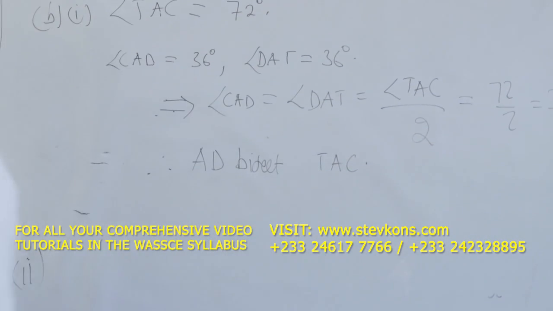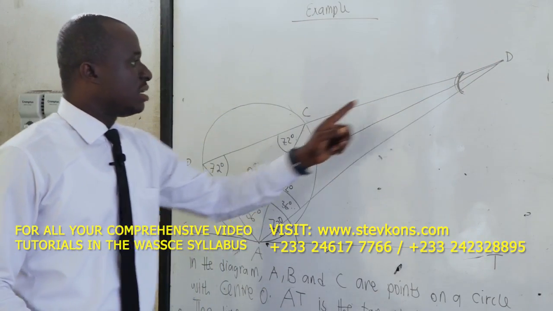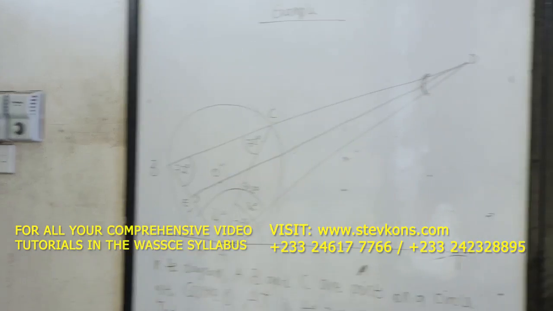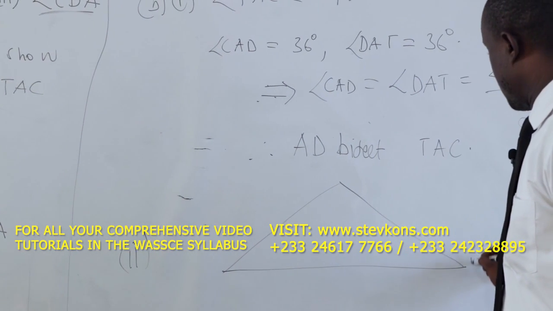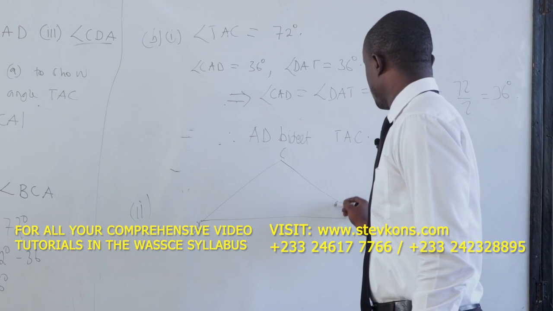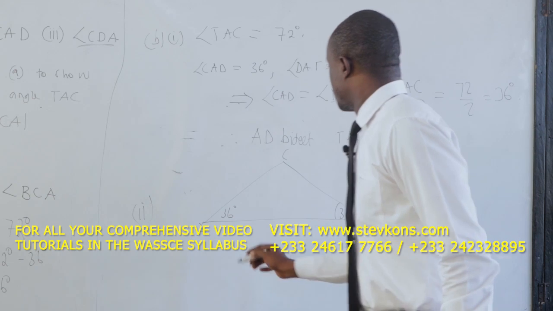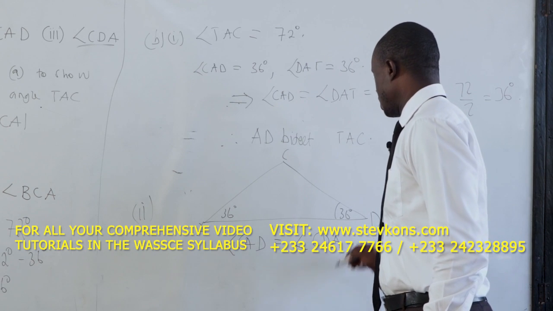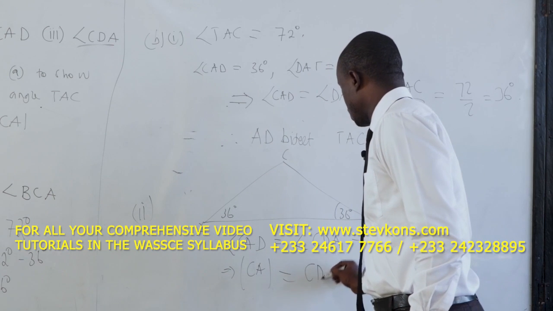Now let's see the second one. The second one says that we should show that CD is equal to CE. We want to show that CD is equal to CE. Now what can we see? We had this triangle over there, and this is D, this is C, and this is A. Now we had the angle at D to be 36, and the angle at A also to be 36. So clearly you can see angle CAD is equal to angle CDA, which is equal to 36 degrees. And this implies that CA is equal to CD.